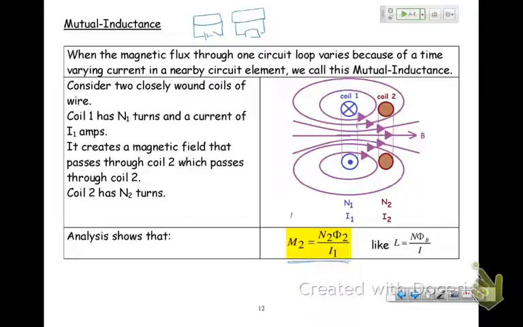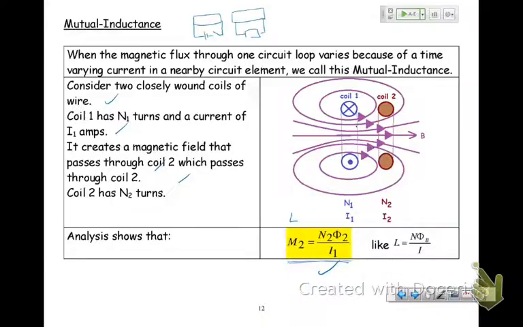M is like L. It's the mutual inductance as opposed to L, which is just the inductance. So when magnetic flux in one circuit loop varies because of time varying current in a nearby current element, we call it mutual inductance. Consider two closely wound wire loops, etc., etc. We get to that. So know it's there. Know it's heading towards a transformer.